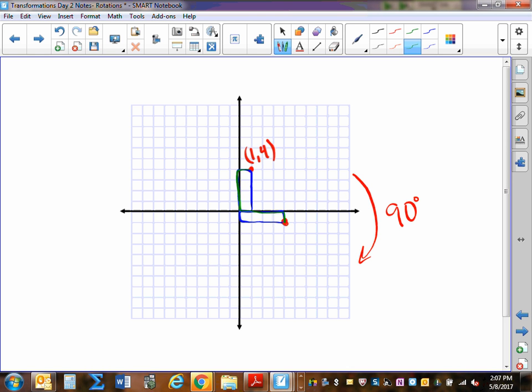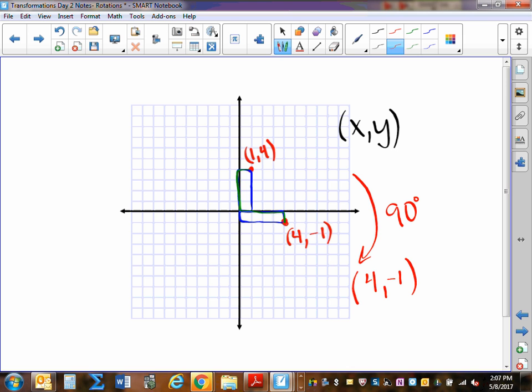It started off as 1, 4. When I turned it, what is this new point here? 4, negative 1. So if you notice, if we start off with x, y, when it turns 90 degrees clockwise, what happened to these? They flipped, and your x value became negative. So we flipped them, and your right side got negated.